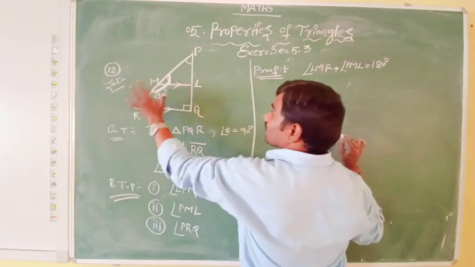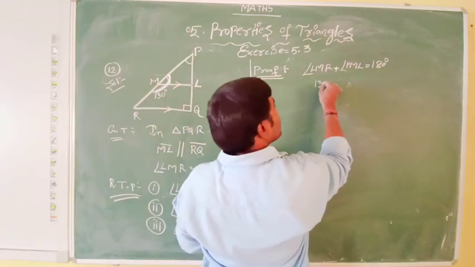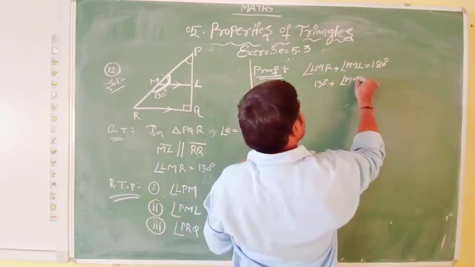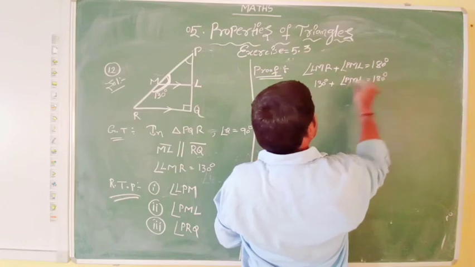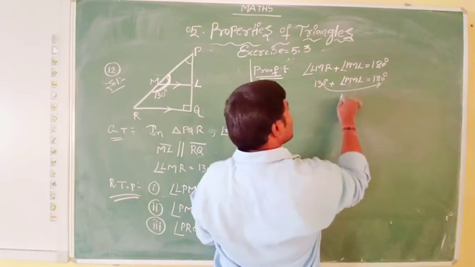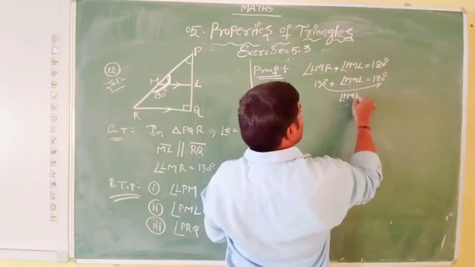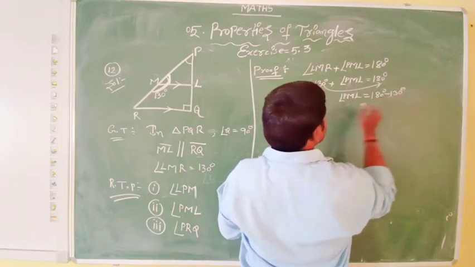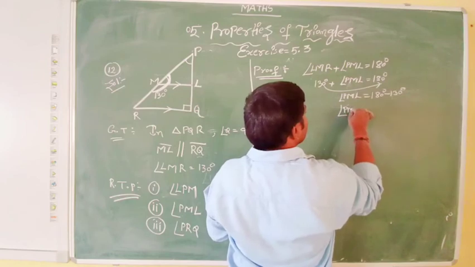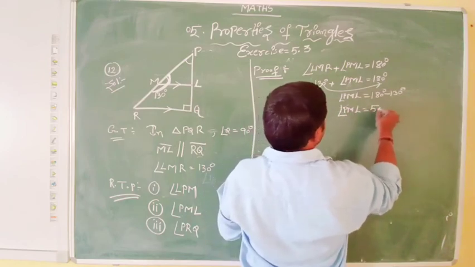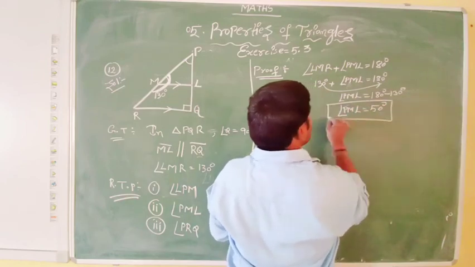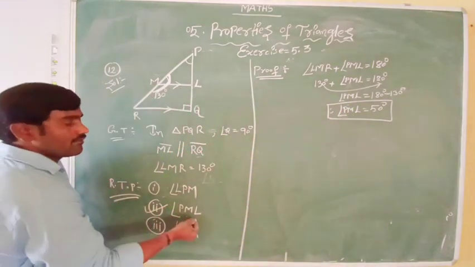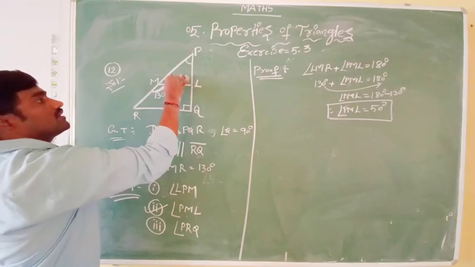Here already LMP is given as 130 degrees. You take 130 degrees plus angle PML is equal to 180 degrees. This 130 degrees you transfer to this side. Angle PML is equal to 180 degrees minus 130 degrees. The answer we get here is PML equal to 50 degrees. Okay, the second proof is completed here. PML is 50 degrees.